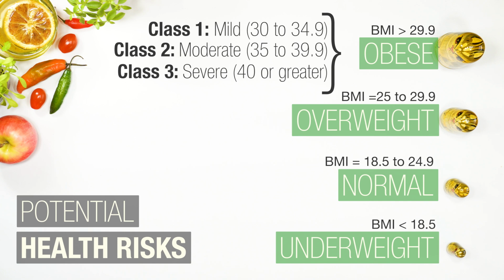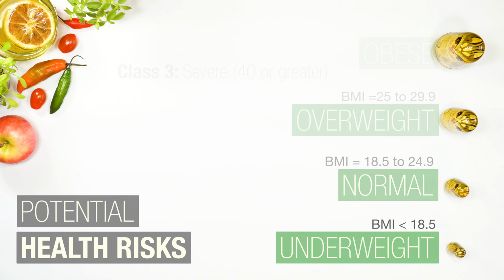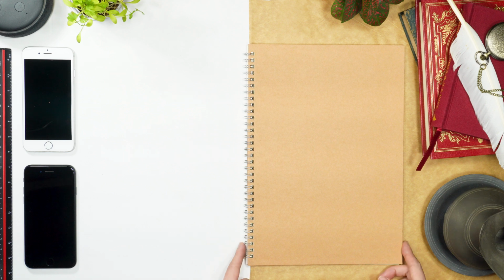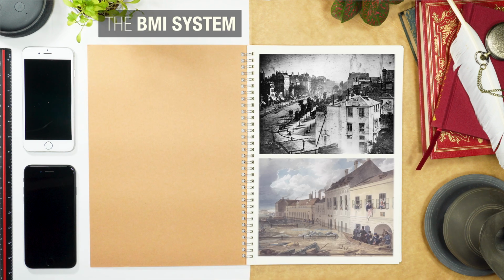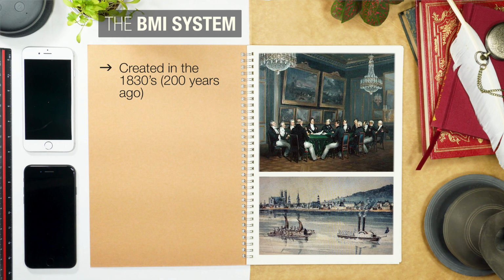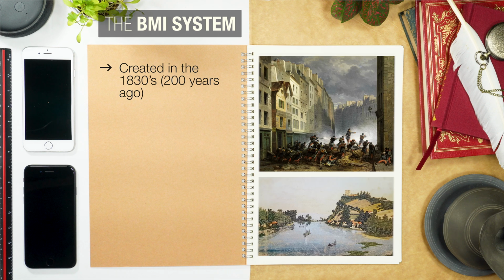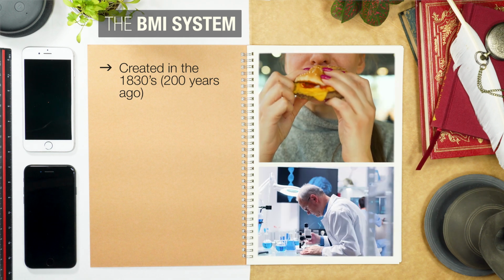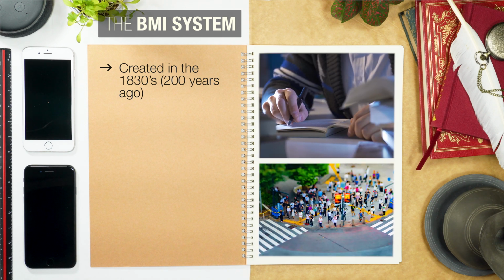Now that we know how to calculate our BMI, the category we belong to, and the potential health risks of each, we need to know just how accurate the BMI table is in estimating our actual risk. Well, the basis of the BMI system was created back in the 1830s, nearly 200 years ago. To say that our lives changed since then is an understatement. From habits and diet to science and knowledge, so much has changed.